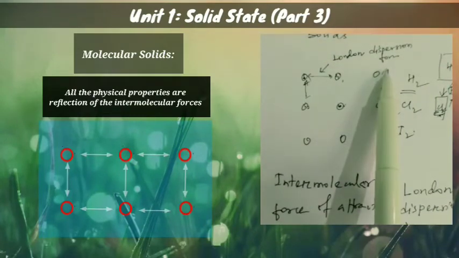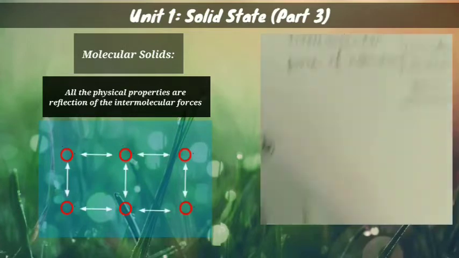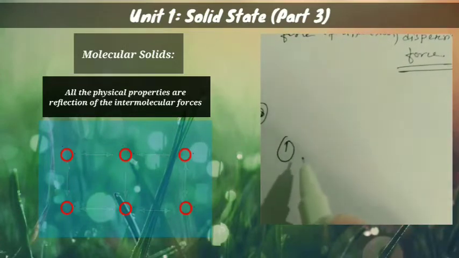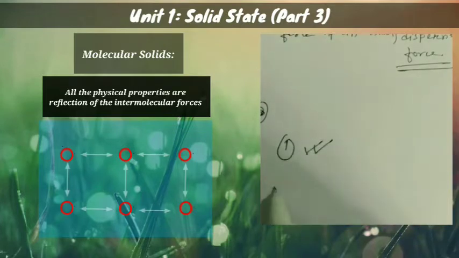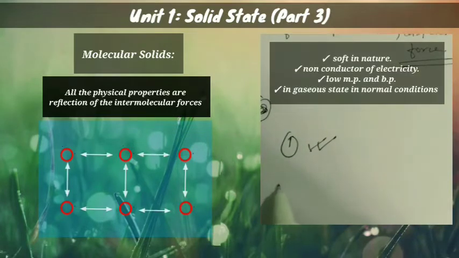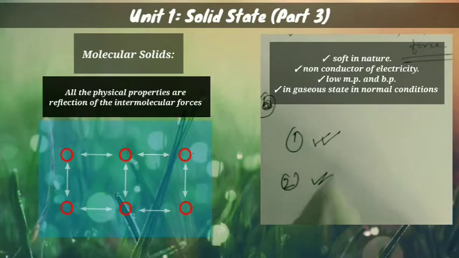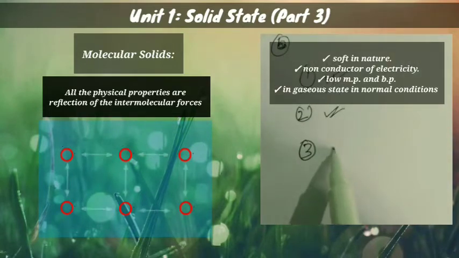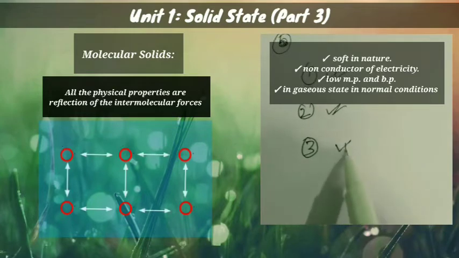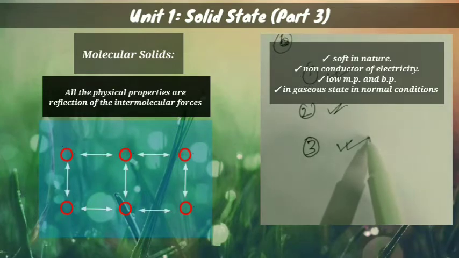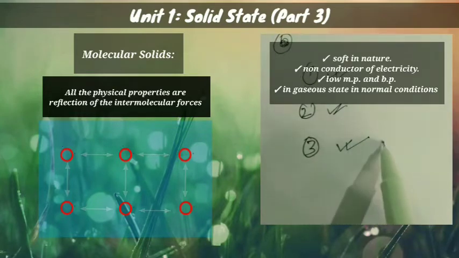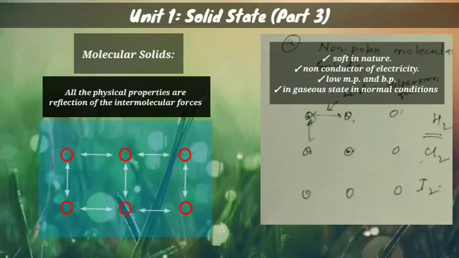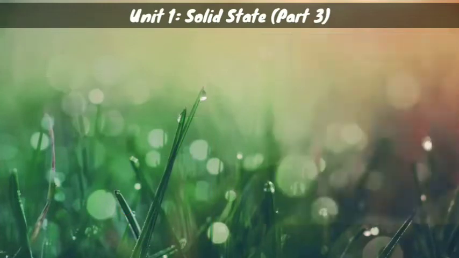Clear? So the properties are: first, these solids are soft in nature. Second, they are non-conductors of electricity. Third, they have a low melting point, and are usually in liquid or gaseous state at room temperature and pressure. So this is all about non-polar molecular solids.